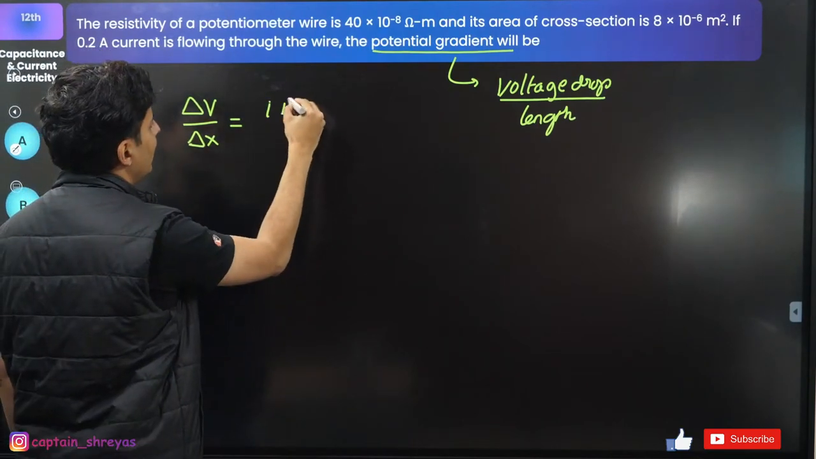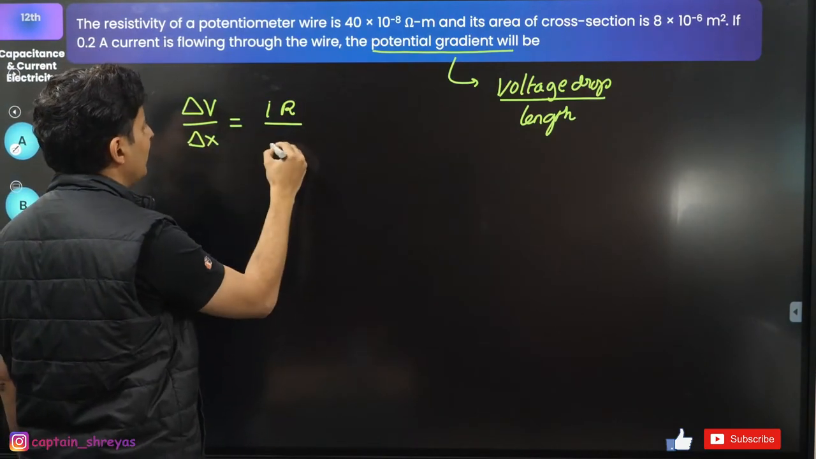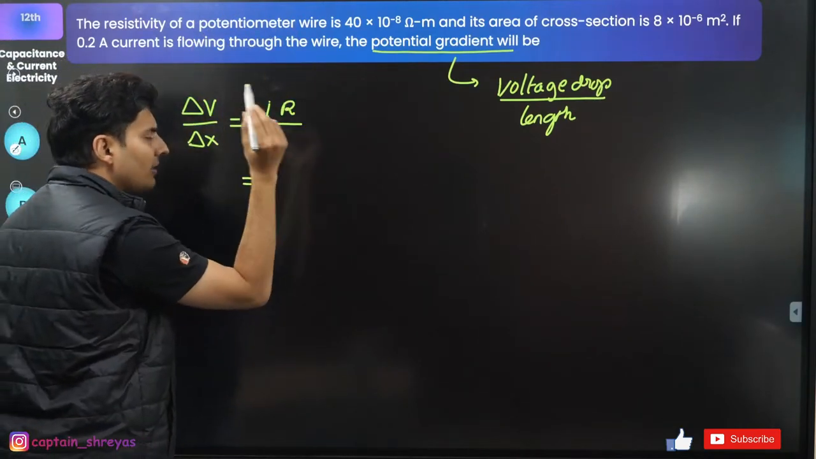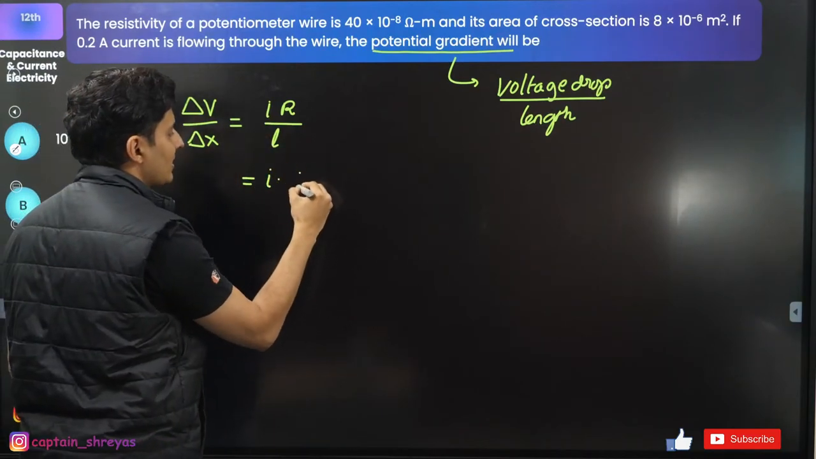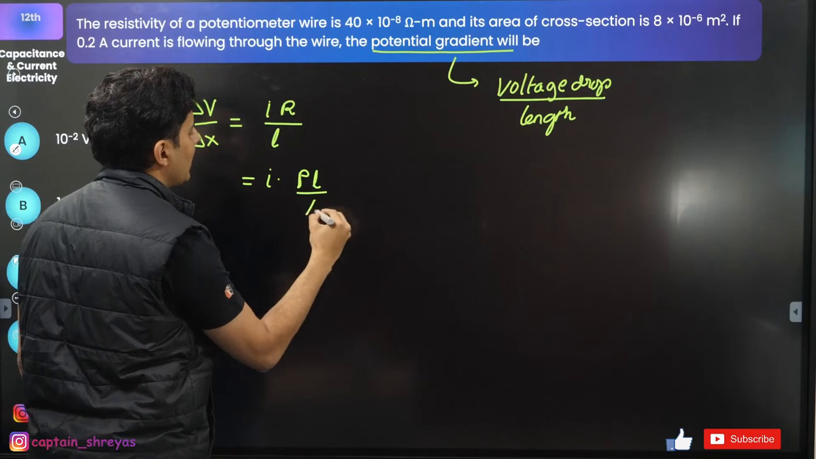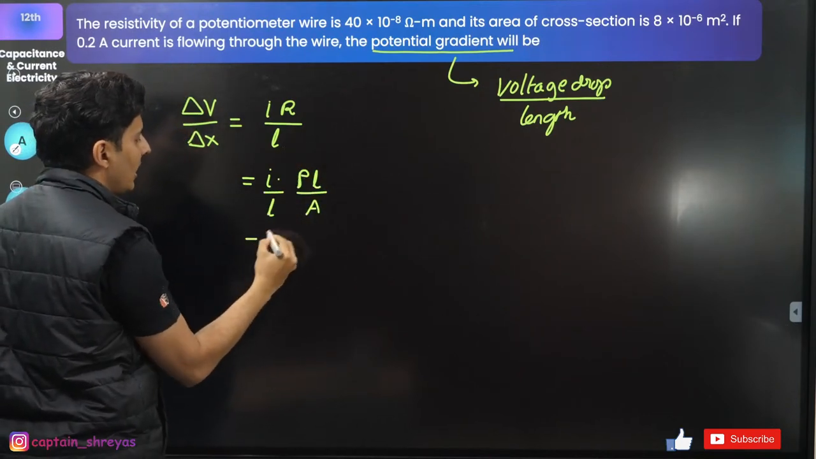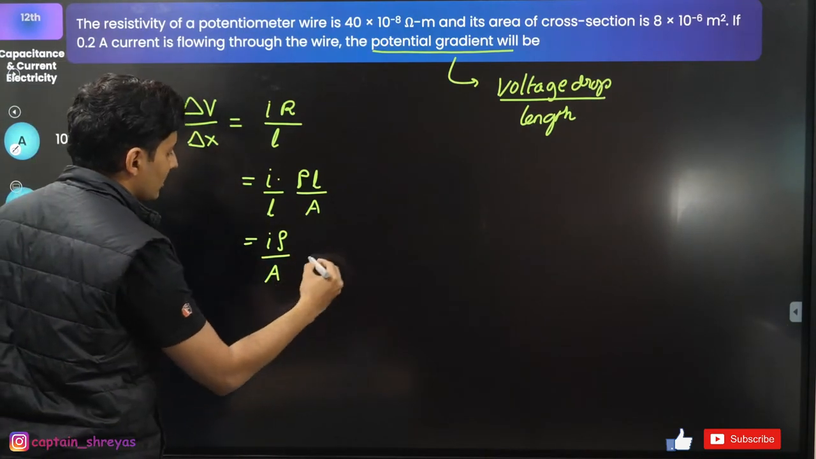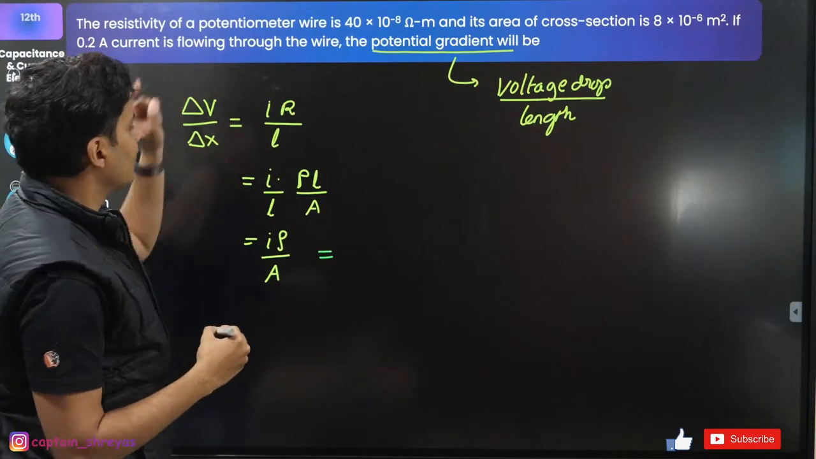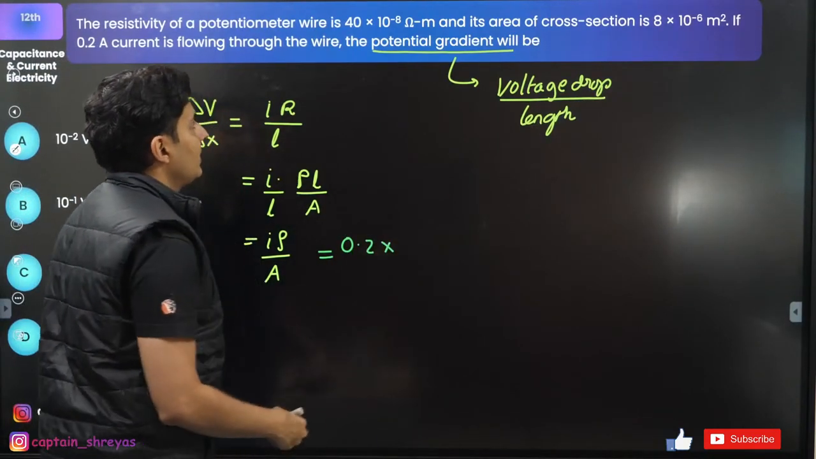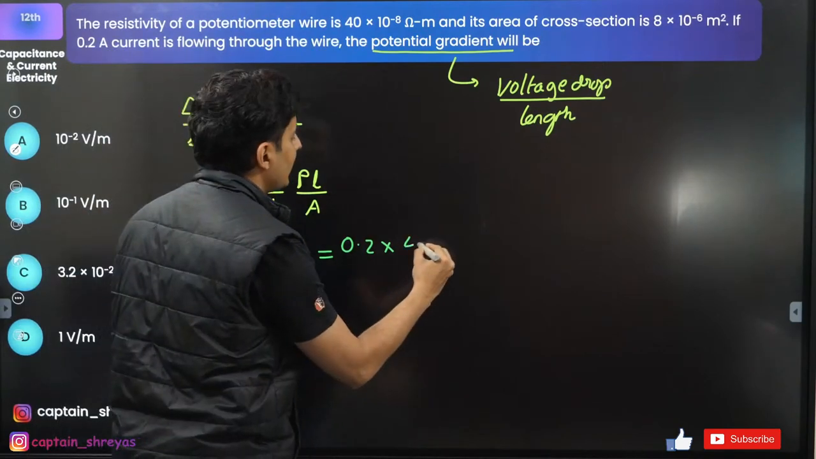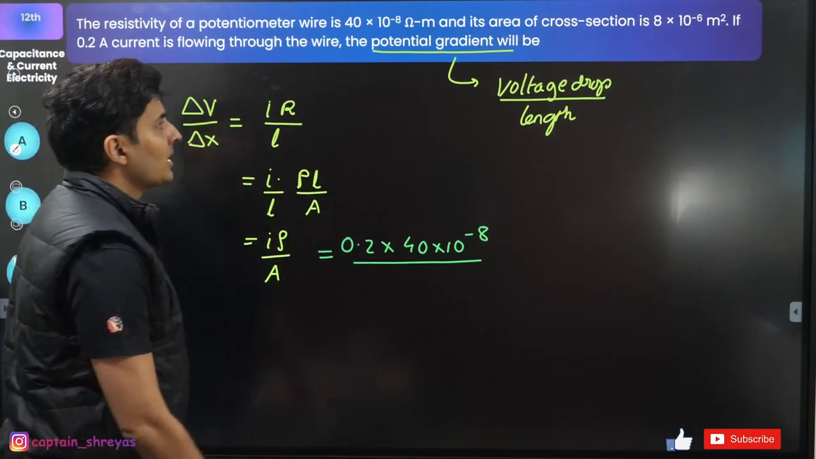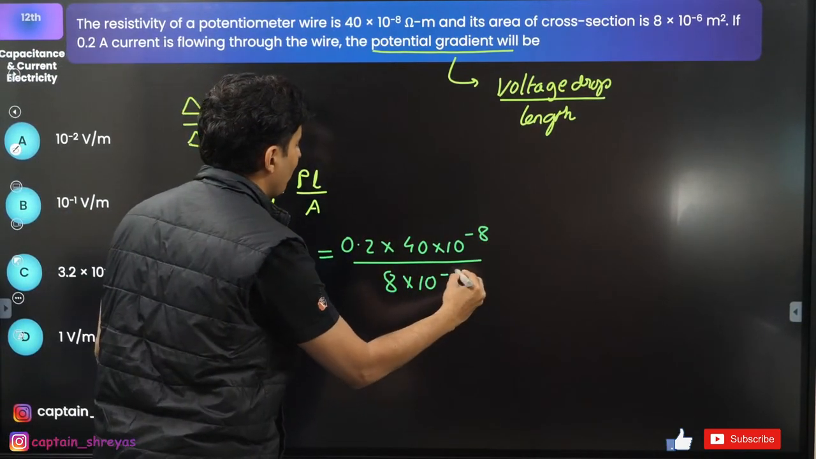Voltage is nothing but current into resistance, divided by the length of it. But wait a minute, resistivity is given, and resistance can be written in terms of resistivity like this: R is rho L by A. This L is also there, so L cancels, and we get I rho by A. Now it's just a matter of substituting all the values. Is the current given? Yes, it is 0.2. Is the resistivity given? Yes, it is 40 into 10 to the power minus 8, divided by the area, which is 8 into 10 to the power minus 6.